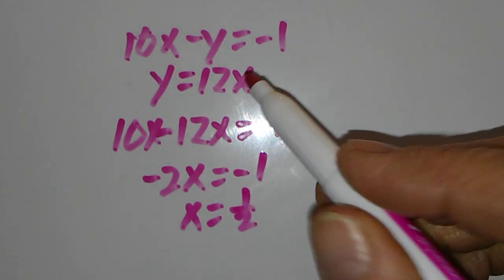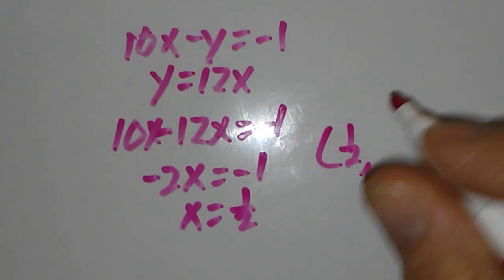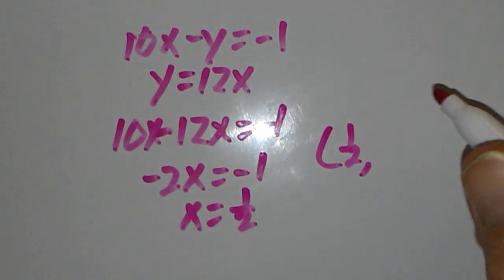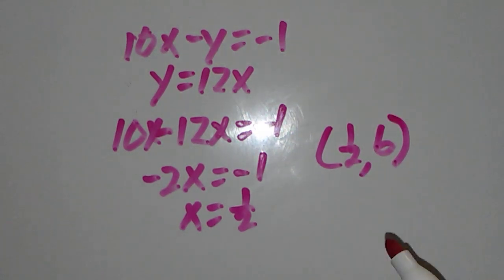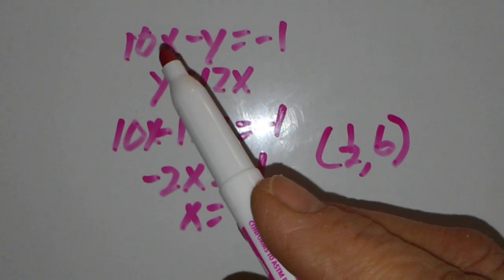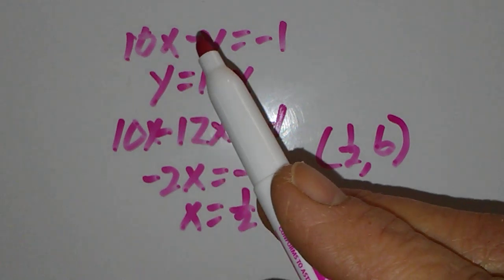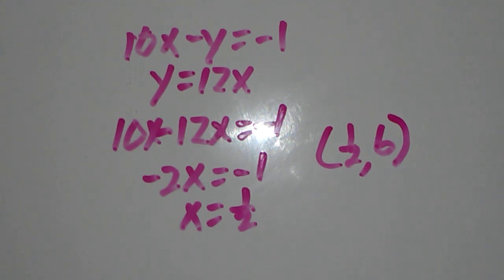If I plug it in here, 1/2 times 12 is 6. So 1/2, comma, 6. Okay, does that work? Well, let's see. 1/2 times 10 is 5 minus what is negative 1? 5 minus 6 is negative 1. So that does work. Okay, that was for number 6.